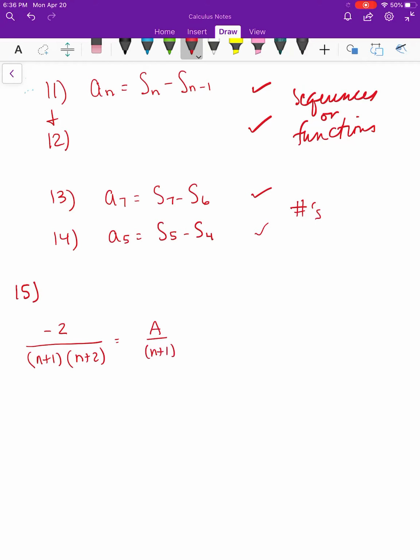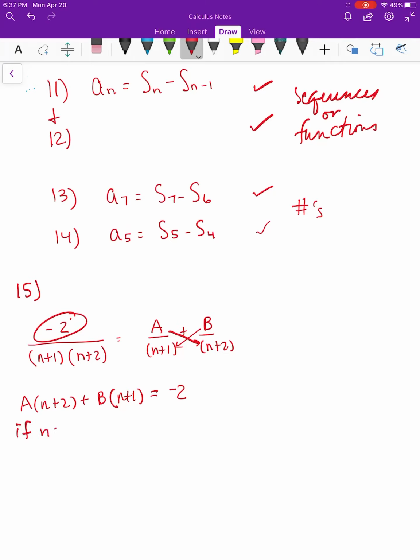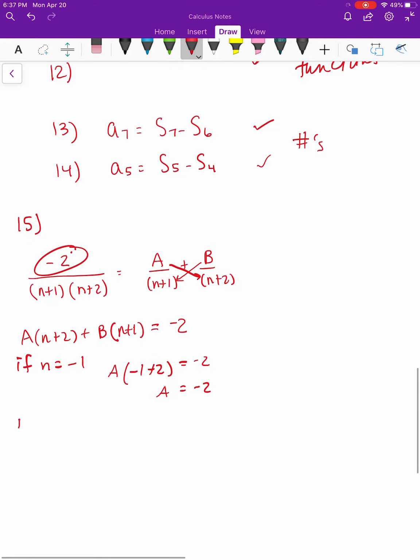And then that leads us to number 15 and 16. And they want you to use partial fractions. So you're going to take your negative 2 over n plus 1 times n plus 2, and you want it to be A over n plus 1 plus B over n plus 2. So what are you going to do? You're going to take A times n plus 2, plus B times n plus 1. Set it equal to your numerator.